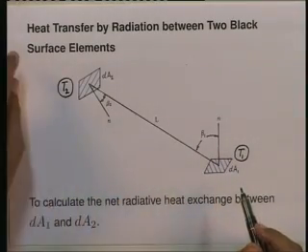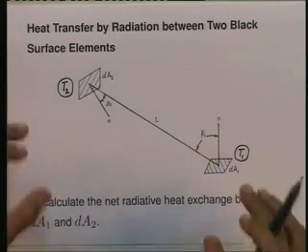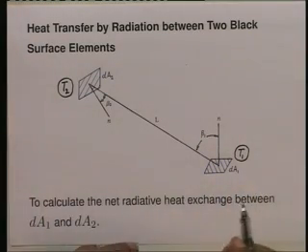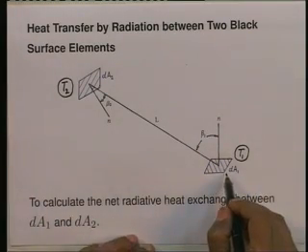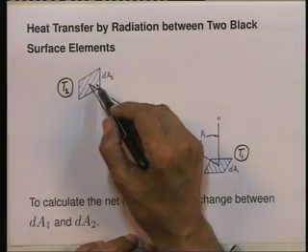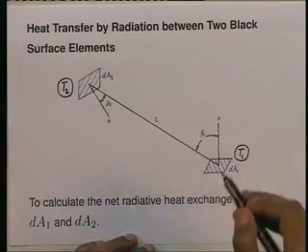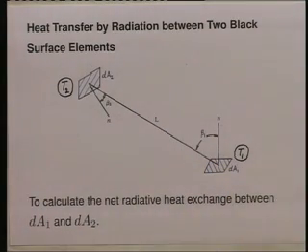All right. The heat transfer by radiation between the two elements is the difference between those two quantities, that is what is emitted by dA1 going towards dA2 and absorbed by dA2, and what is emitted by dA2 going towards dA1 and absorbed by dA1. So, our problem is to calculate the net radiative heat exchange between dA1 and dA2.